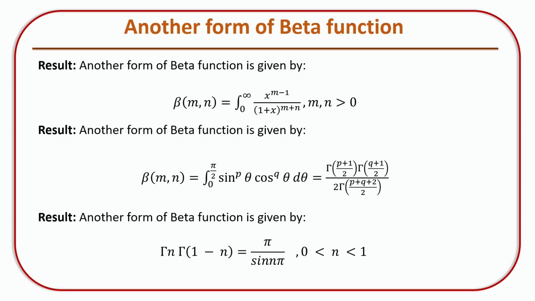These are the results. Another form of the beta function is given by beta(m, n) equal to the integral from 0 to infinity of x to the power m minus 1 over (1 plus x) to the power m plus n. And how to prove that one?